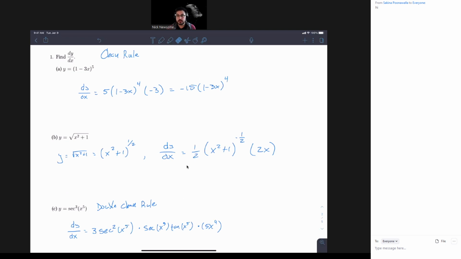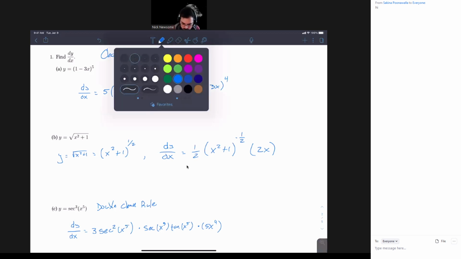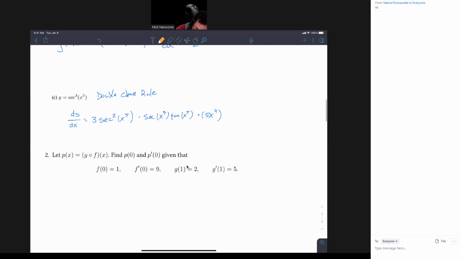Yeah, I have a question. Can you explain again how you got the secant tangent in part C? Yes. So let me do some notation here. All right, so this term here comes from power rule. This one came from taking the derivative of secant. And then this one was the derivative of x to the fifth. That's where those 3 pieces come from.